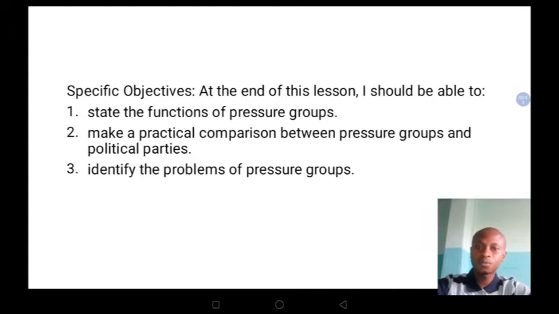Now, at the end of this lesson, as students, we will be able to state the functions of pressure groups, be able to make a practical comparison between pressure groups and the political parties, and we'll be able to identify the problems of pressure groups.